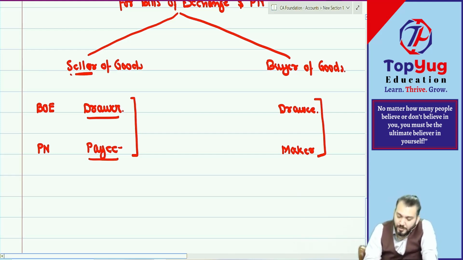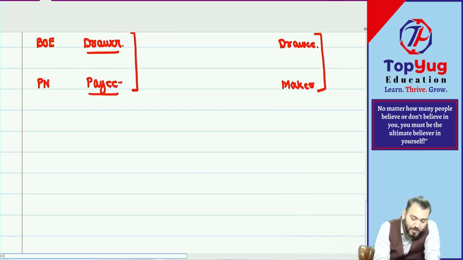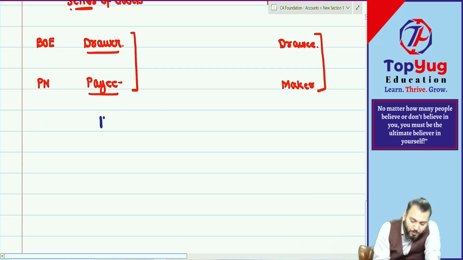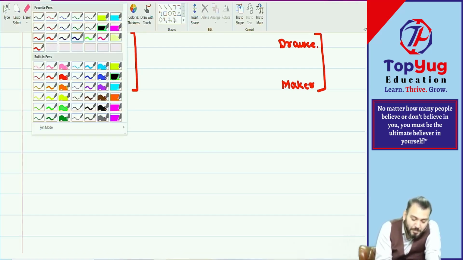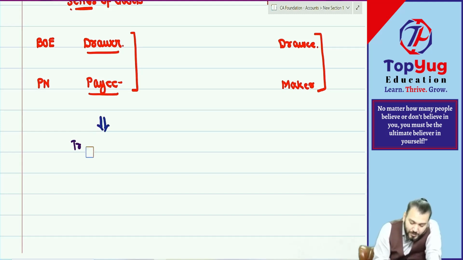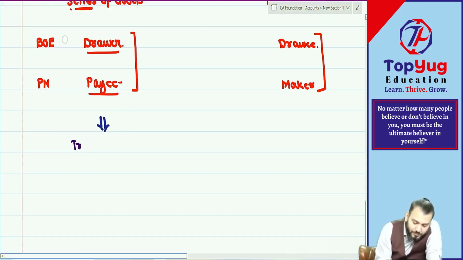Have you understood? Means can I say already in the books of seller, due to credit sales, we have already opened one account, that is trade receivable account. Already one account has been opened, trade receivable. Say yes or no? Trade receivable na?